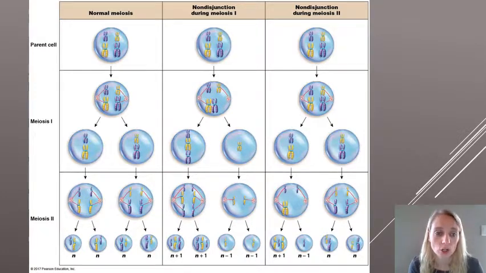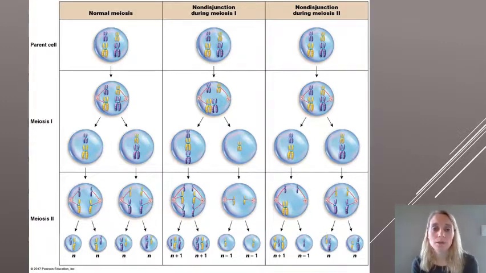So here's what non-disjunction means. On the far left, this is your normal meiosis. So you get normal separation of homologues in meiosis 1, and normal separation of chromatids in meiosis 2, so that each one of your daughter cells has a simple complement, the haploid version, one of each chromosome.